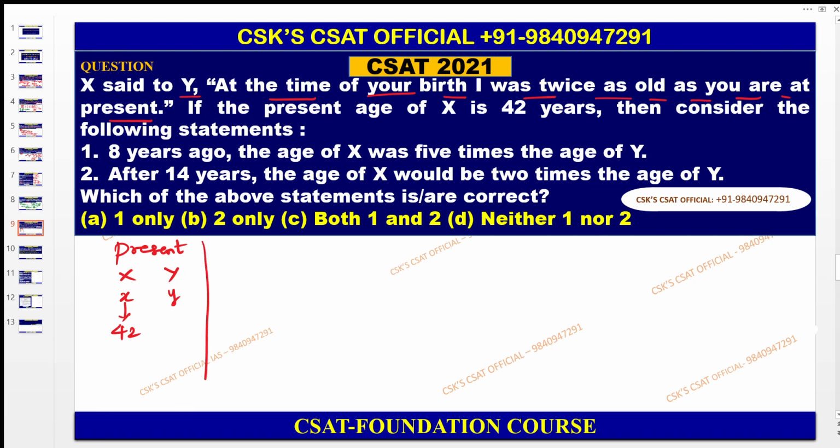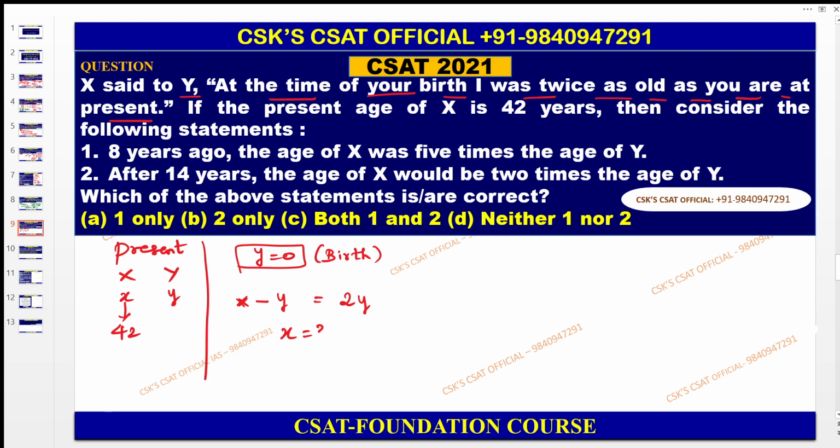At the age of your birth means Y is nothing but the birth, 0, right? At the age of birth means we have to move from the present age back to the birth, so we have to subtract the Y value from the X value. You don't know the Y, so keep it here as Y, which is equal to twice as you. So these only they have provided as information.